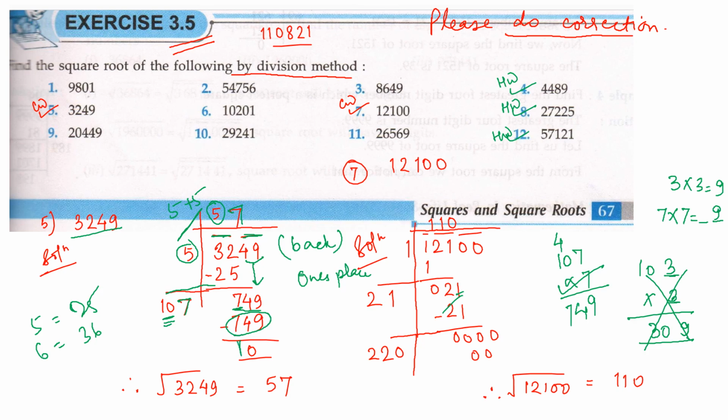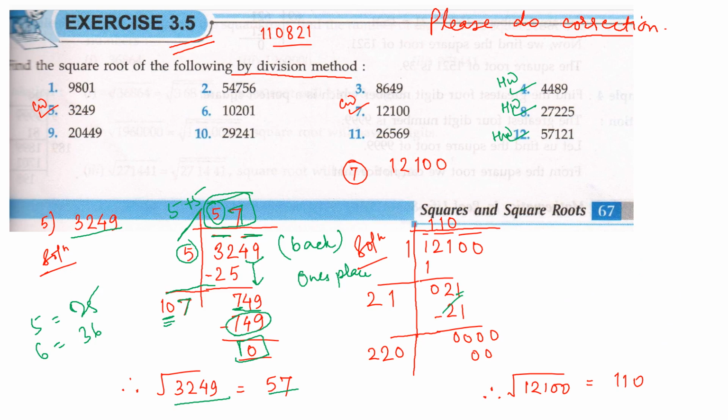On subtraction, we get a 0. As soon as you get a 0, you stop. The final answer is whatever is written at the top. So root over 3249 is 57. Clear? All the steps were already explained to you in the earlier classes. Fine. Now, let us see the other one also.